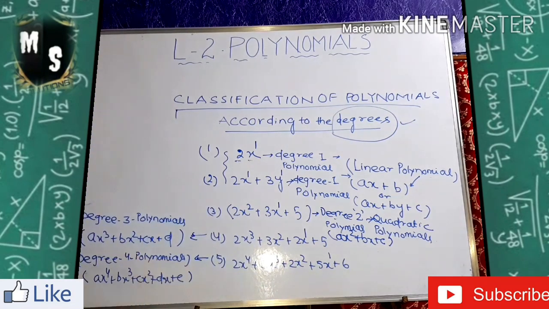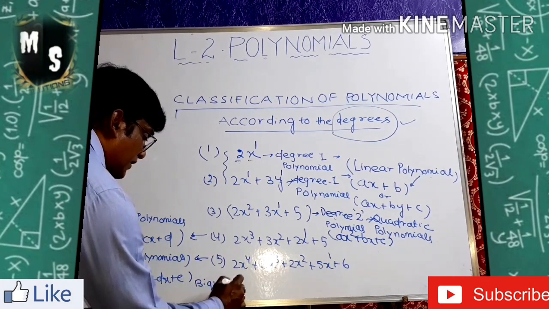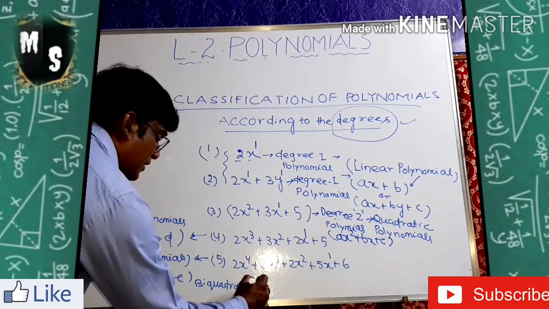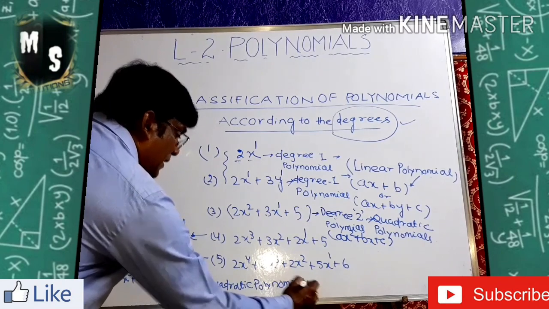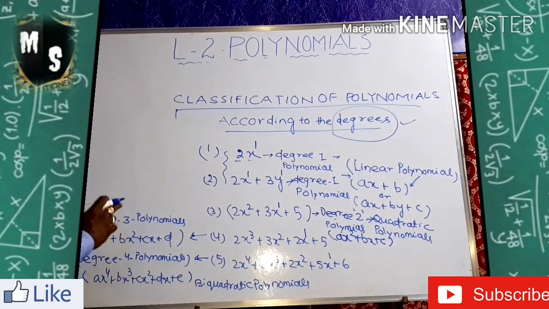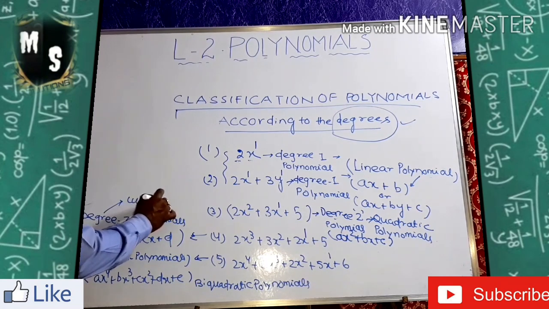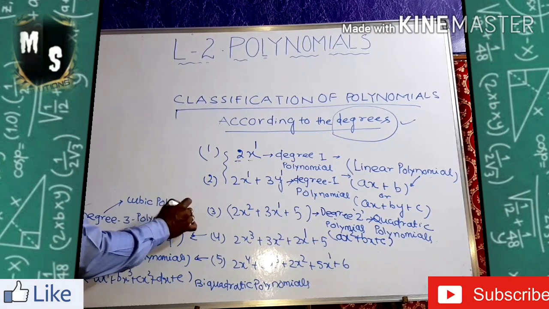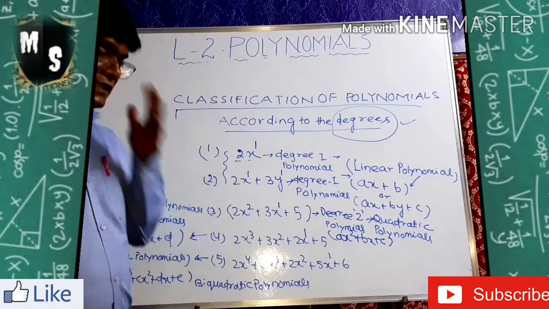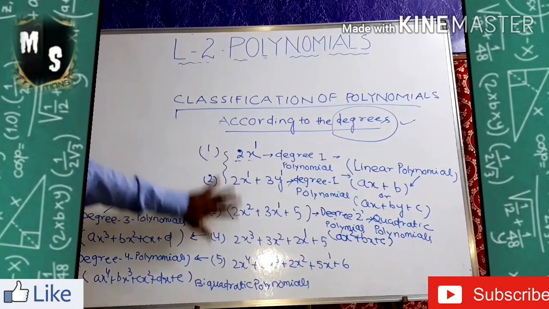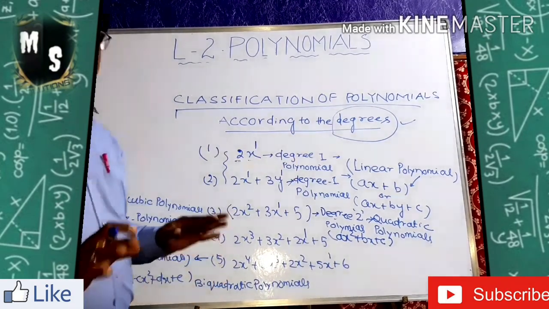Degree 4 polynomials are otherwise called biquadratic polynomials. So, what is a biquadratic polynomial? It is a degree 4 polynomial. And degree 3 polynomials can also be called cubic polynomials. Please try to understand it very carefully, because this chapter leads into 10th class. I hope these are all the types of polynomial formats according to the degrees. Now it is clear for you.